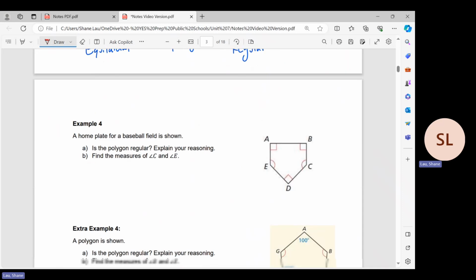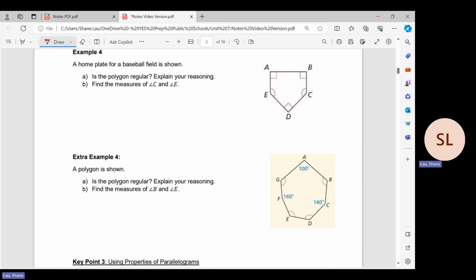Then we move on to example 4. We employ that idea of regular polygon and equilateral and equiangular, and we look at this baseball field here. We're looking at a home plate. A home plate for a baseball field is shown. A, is the polygon regular? Explain your reasoning. And B, find the measures of angle C and angle E.